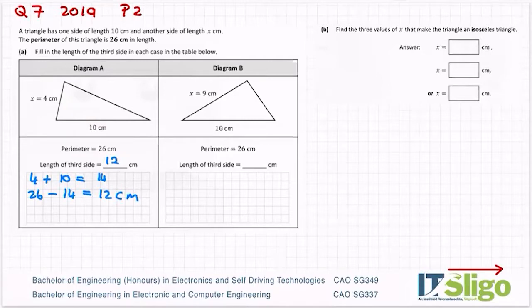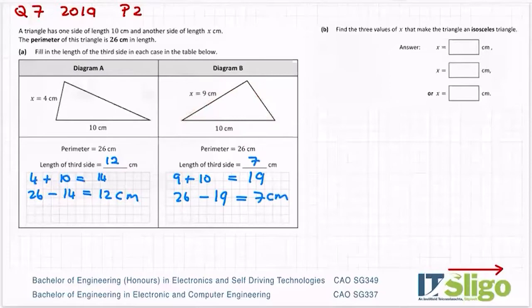Okay, in this one, perimeter is again 26. Okay, so let's walk the walk. We have 9 and 10 and the third side in this case. So 9 and 10 is 19. 26 minus that 19 is what? 7 centimeters.